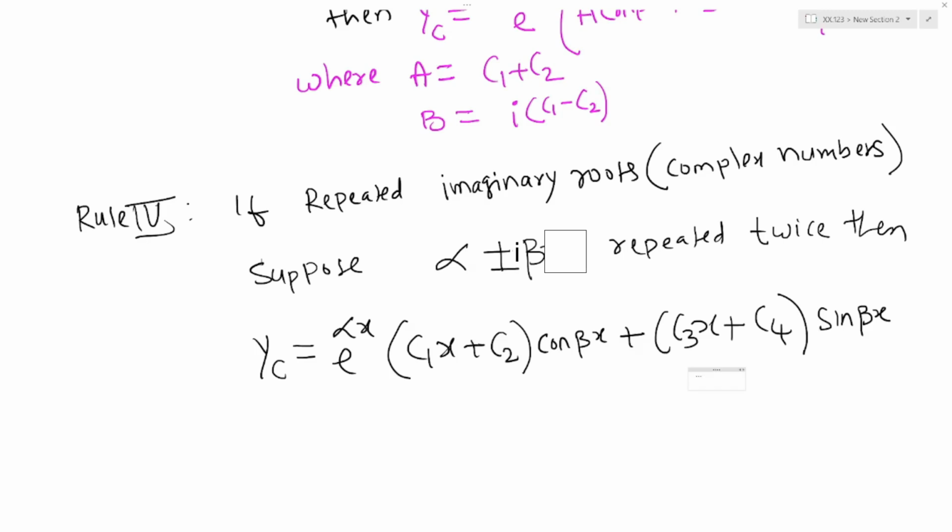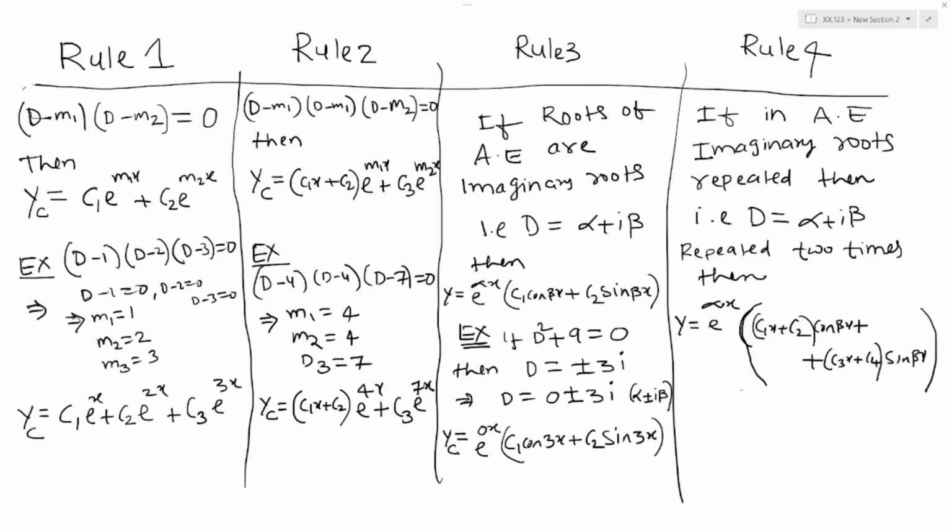Let us summarize these 4 rules in short and sweet. Here I have prepared a chart talking about the 4 rules: rule number 1, rule number 2, rule number 3 and rule number 4. In rule number 1, this is the auxiliary equation and we have already factorized it, and we have taken only 2 roots here. There can be 3 roots, 4 roots, 5 roots, any number of roots, but I have taken only 2 roots here. Then yc equals c1 e raised to m1x plus c2 e raised to m2x.